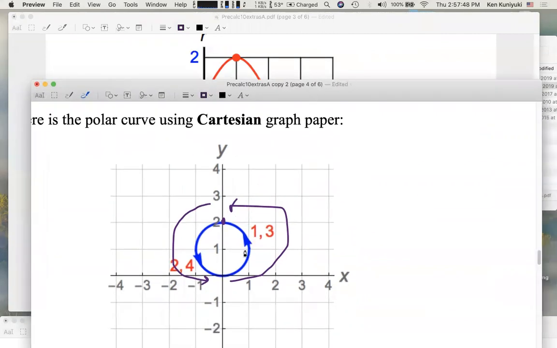And you need to put these arrows on here, at least put one arrow indicating orientation. Desmos doesn't do this. You need to put the arrow indicating orientation somewhere. Basically, we're always going to be going counterclockwise.